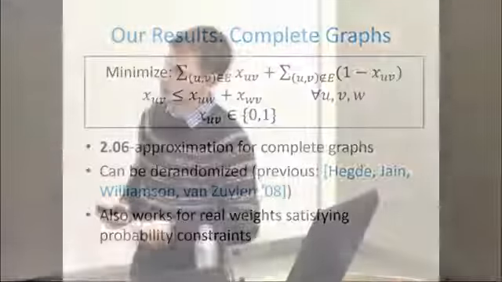So the setting that I described is usually referred to in the literature as the complete graphs case, because we care here about all pairs in the graph. So in the objective, we add up over all pairs in the graph. And we get a 2.06 approximation for this case. It can be de-randomized, which is actually not that trivial in this case. There was a previous paper by these guys which de-randomized the 2.5 approximation.